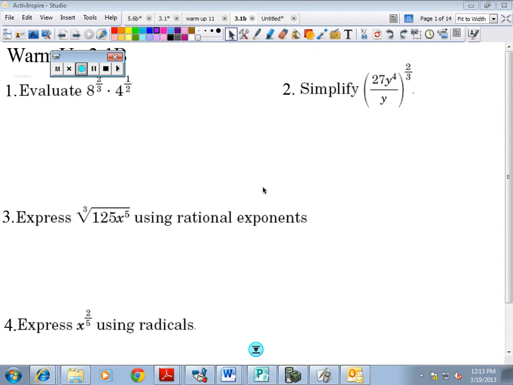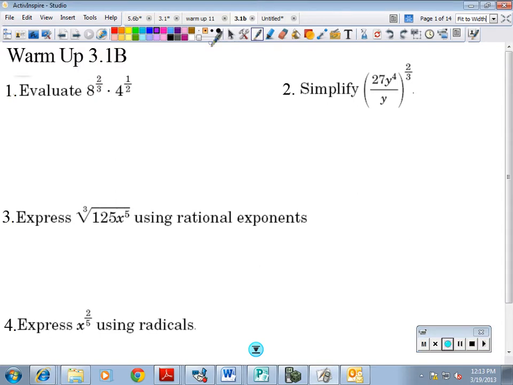Okay, this is for Brittany. So, let's see. To evaluate this, we would just do each one separately. That's the cube root of 8 squared. Well, the cube root of 8, that's 4 and 2, 2 and 2. So that's 2, the cube root of 2 3's is just 2 squared, so that's just 4. And then this is just the square root of 4, which is 2. So it's 4 times 2, which is 8.